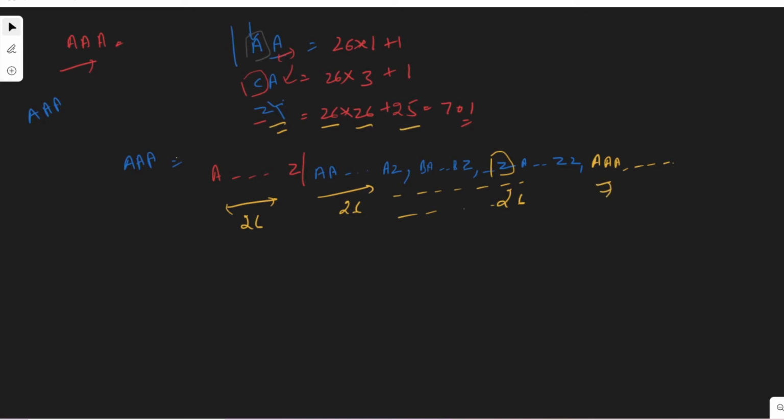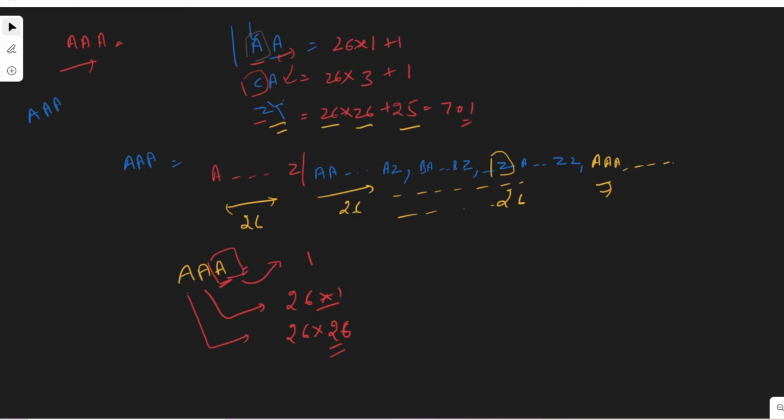Now for this value AA, what you do is, this is considered as the single digit series. So its contribution is 1. For this one, it is a double digit, so it's 26 into 1. If it would have been B, it would be 26 into 2. And for this, the contribution will be 26 into 26, because we know that 26 has been surpassed here. So that's why we multiplied 26 with 1.